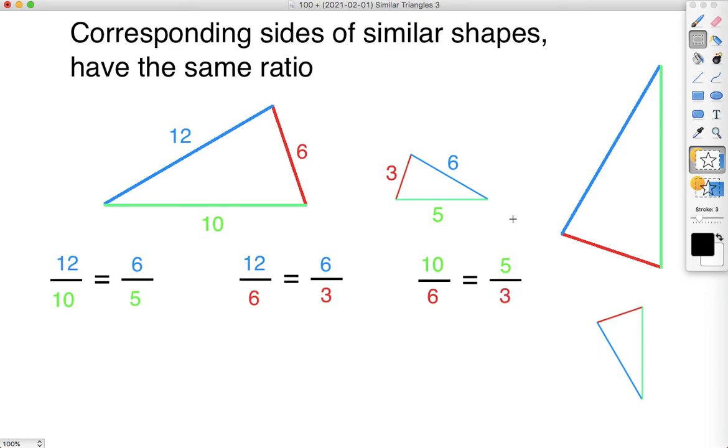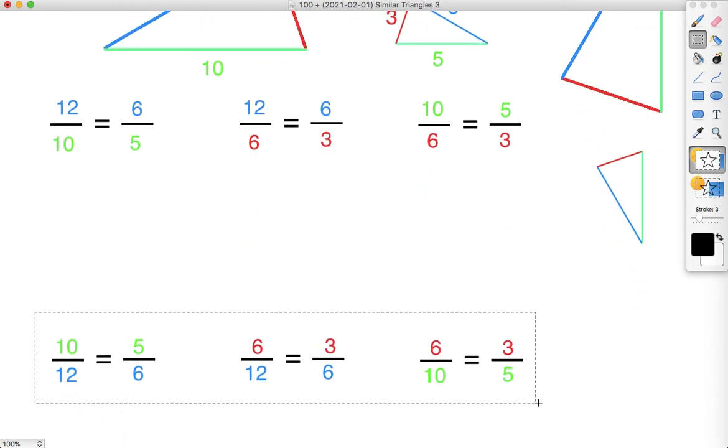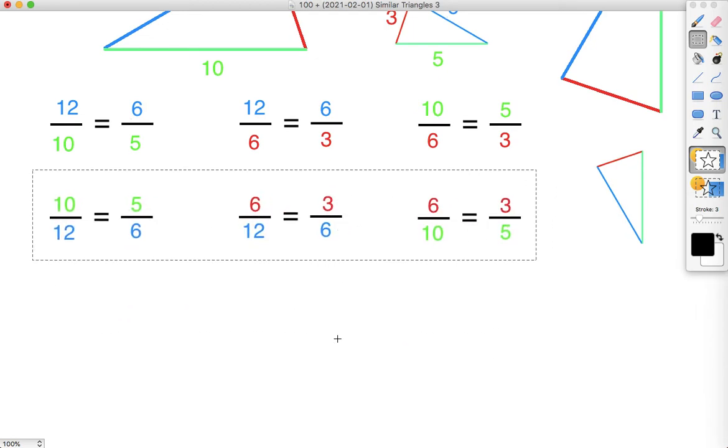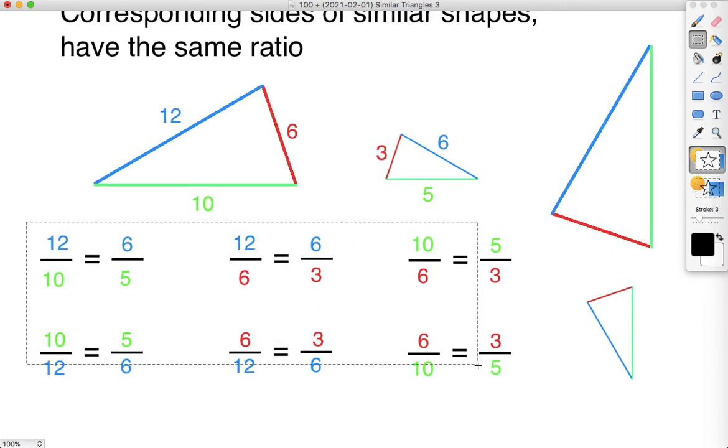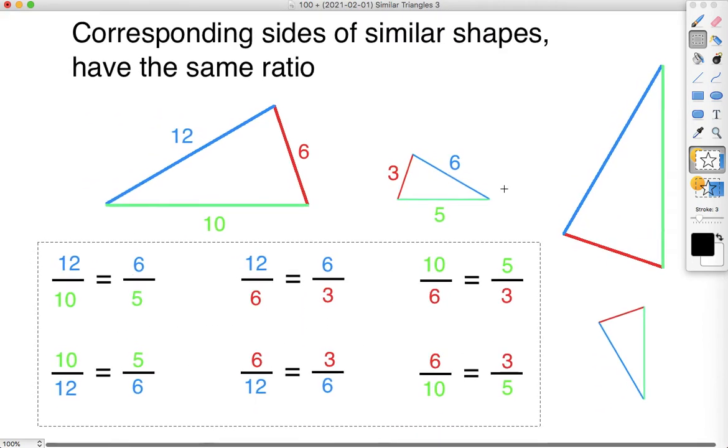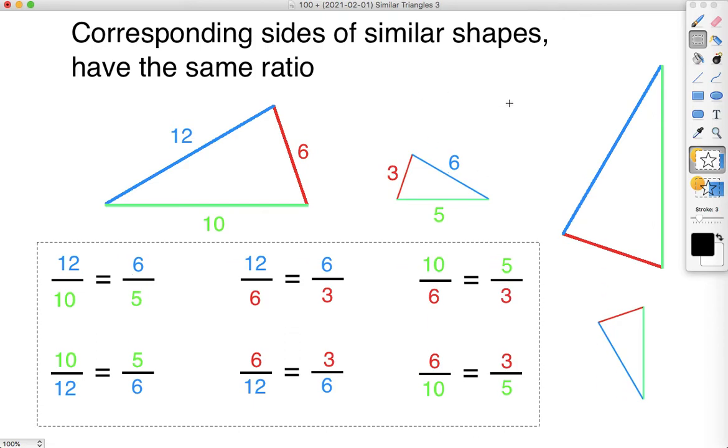All right. And so here are 3 of the ratios. There's actually 3 more. For each one of these pairs of fractions, I can flip them around. Like for this one, I could have had the green one on top and the blue one on the bottom. So there are 6 total ratio pairs. So you can write these 6 ratios for the corresponding sides.